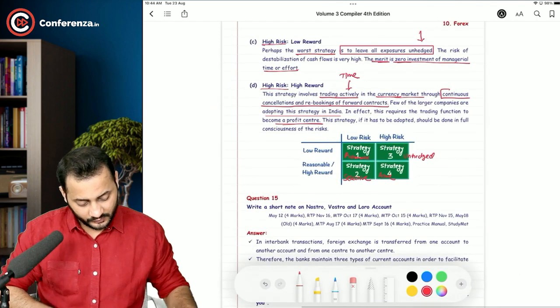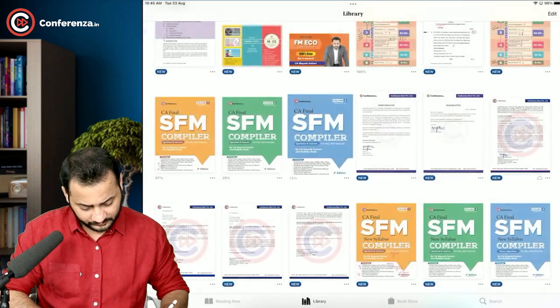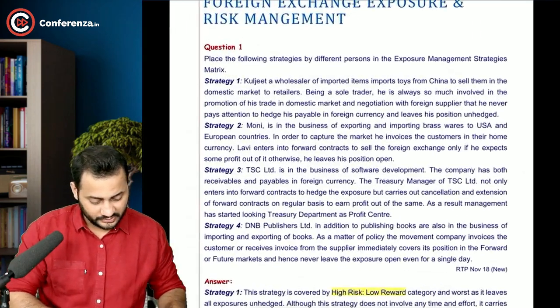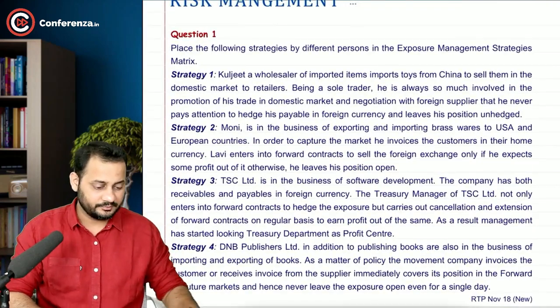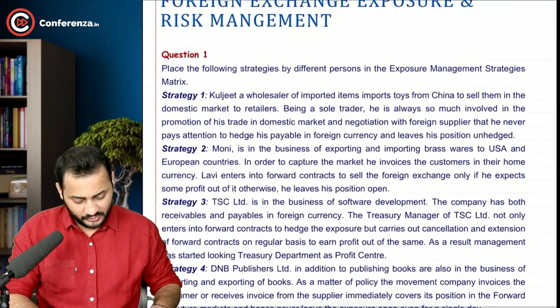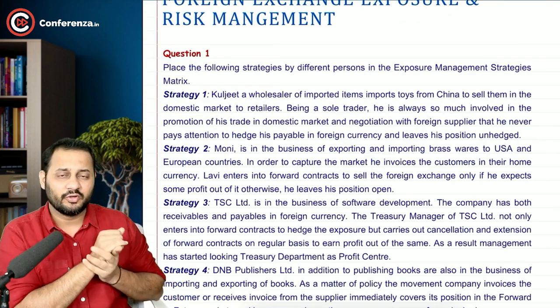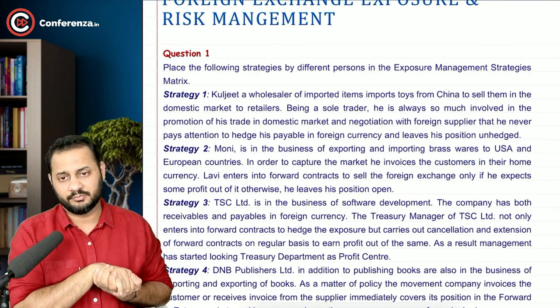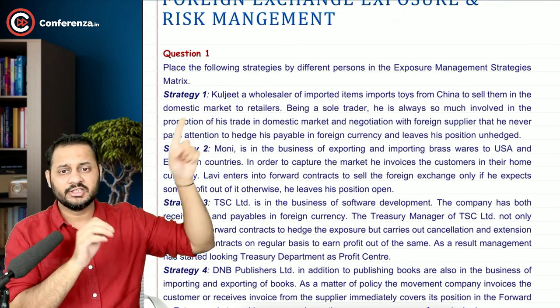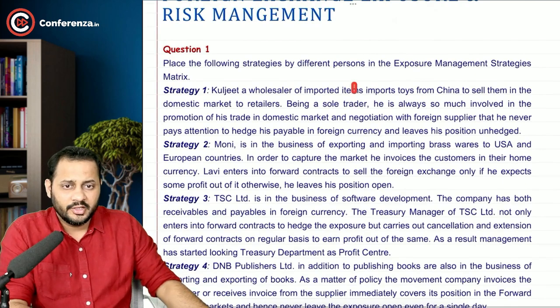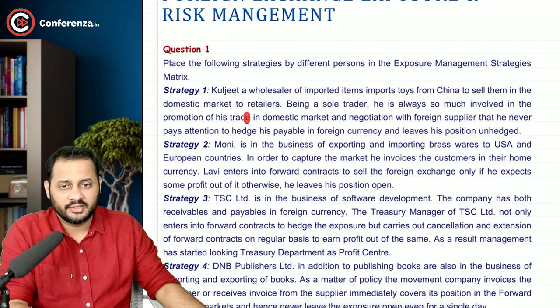Now, coming back to the question, we can now easily solve it. It took us almost an hour, half an hour. See, so there are 4 strategies and you will have to find out which strategy has been followed in which example. First one, Kuljit is a wholesaler of imported items, imports toys from China to sell them in the domestic market to retailers.